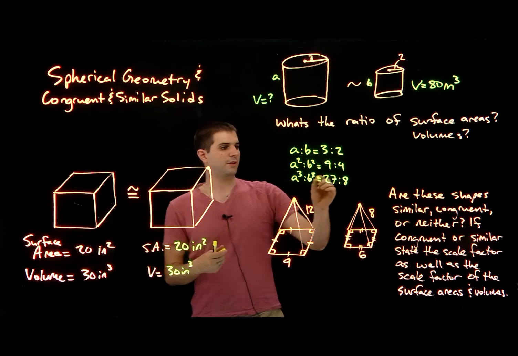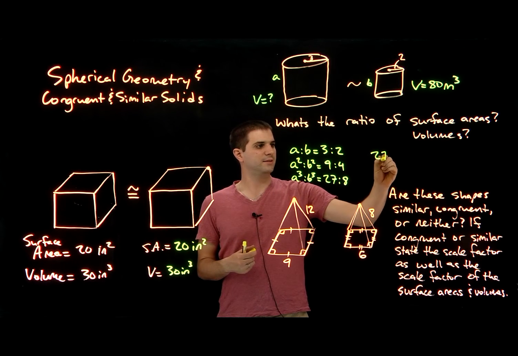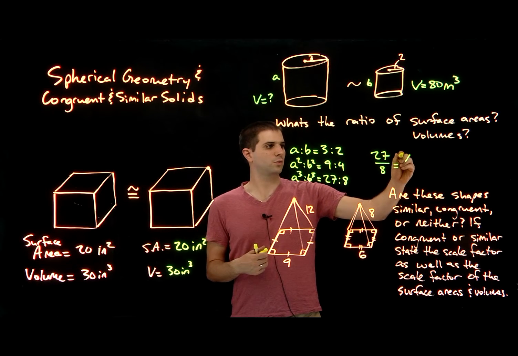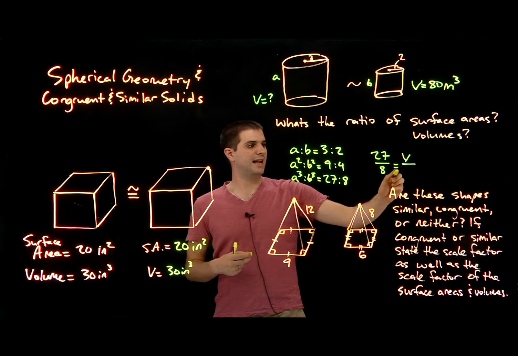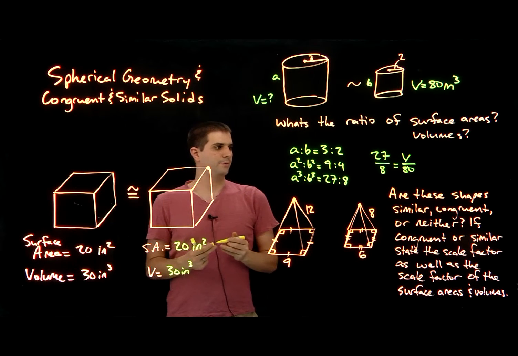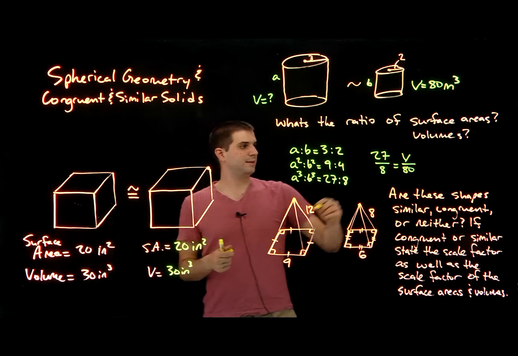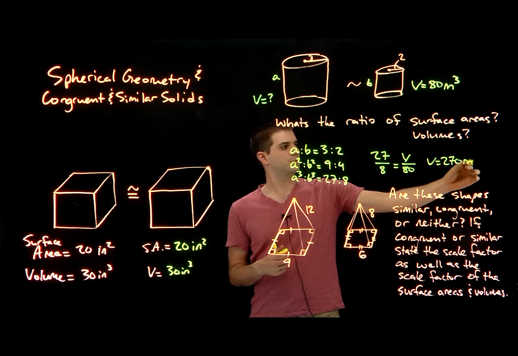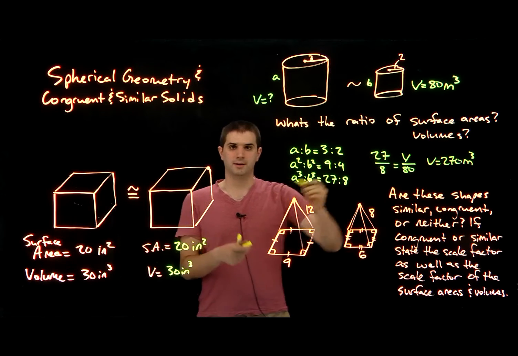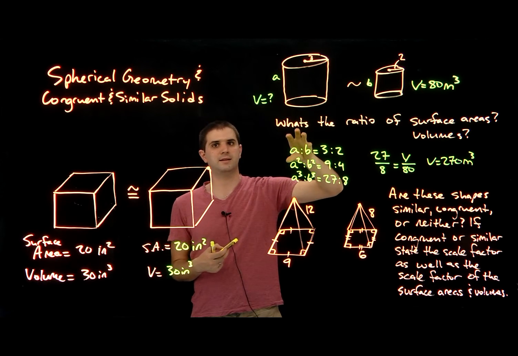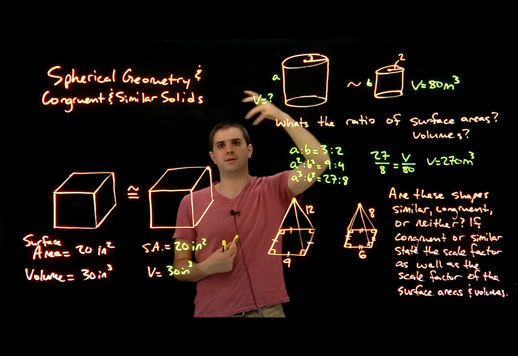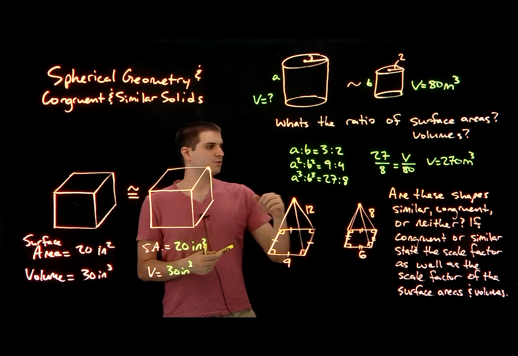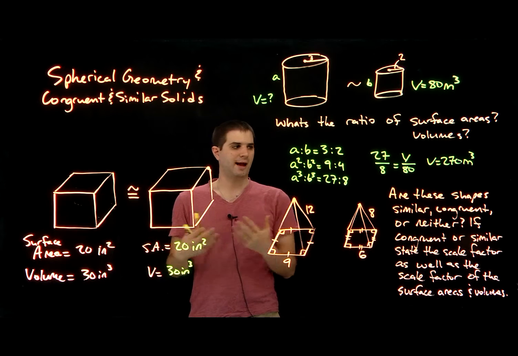So we know that 27 over 8 must equal x, or we'll call it v, over 80. Okay, so v in this case is going to equal 270 meters cubed. So this is much quicker, I think, than going back, finding the height, translating it via scale factor to this height, and then recalculating the volume using that new height. So this is a shortcut for these types of problems.